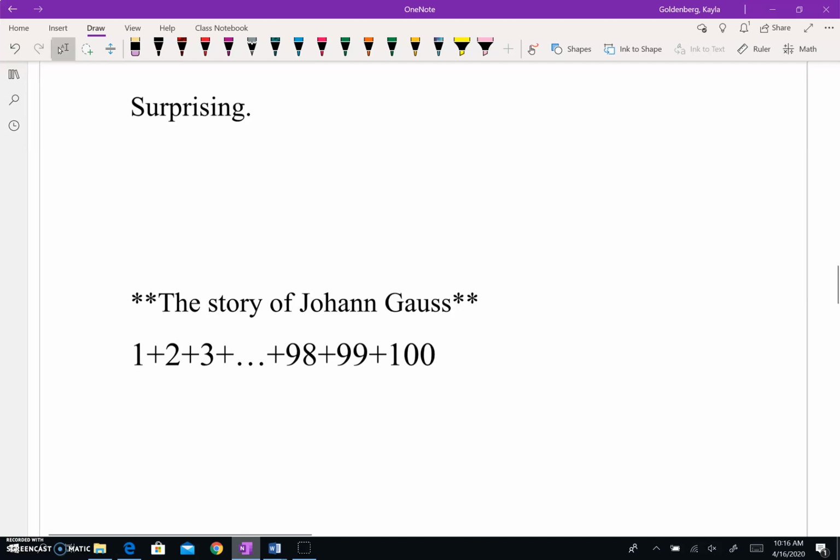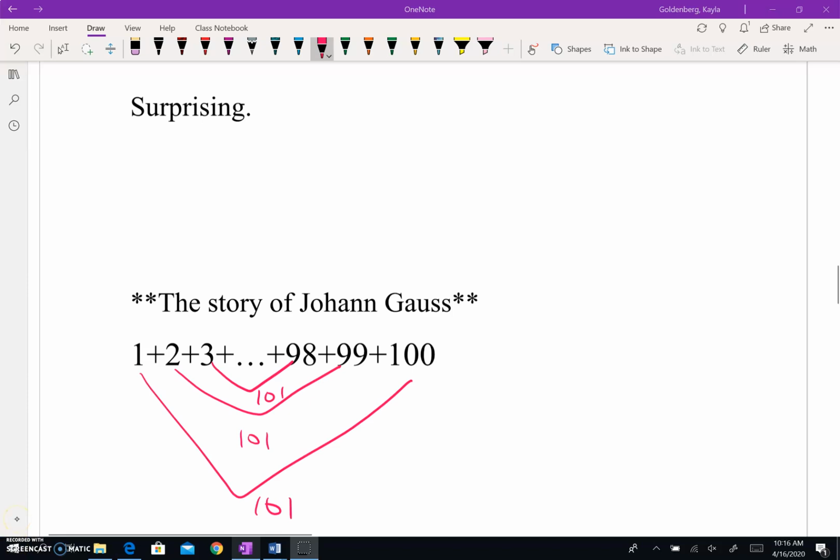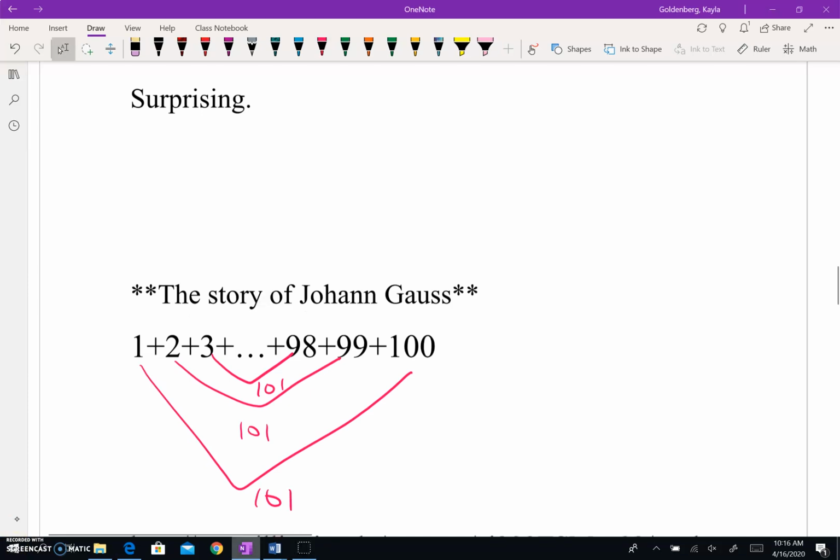So the question was, how did he add the numbers so quickly? And there's an interesting pattern here. Go ahead and pause the video and see if you notice any interesting patterns going on. Now, what a lot of students notice is that if you add the first and the last number and so on, kind of making pairs, you end up getting 101 every time, which is kind of interesting. So there is 101, and there are how many pairs, right?